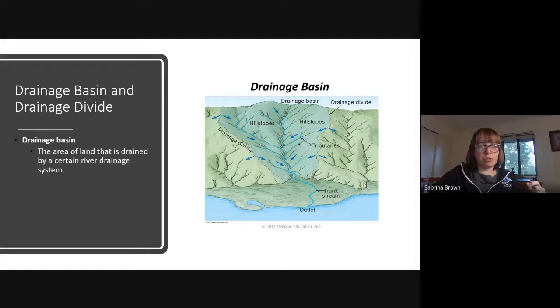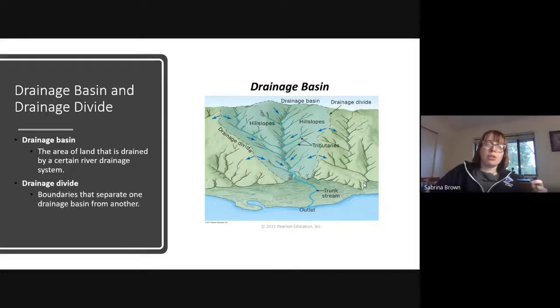A couple of definitions for you to know. A drainage basin is the area of land that is drained by a certain river system. And a drainage divide is the boundary that separates one drainage basin from another, right? So here we have a drainage basin shown in this darker green. And then you can see that everything within that drainage basin eventually flows down into this stream. And then our drainage divide, if you drop a drop of water there on the drainage divide, right, it will either go into this drainage basin or into the drainage basin over here, right? So the divide is the boundary between two drainage basins.